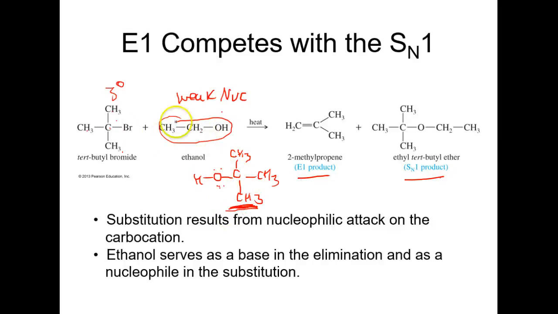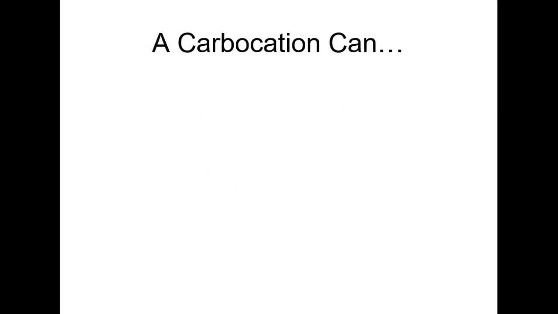Another way to enforce more eliminated product is to heat the reaction. So two things to get more E1. Number one, a bulky base, and number two, heat it. Actually, the bulky base should be the number one, and the heat should be number two. You really want to try to get a bulky base. It shows you here that substitution results from nucleophile attack. Ethanol serves as the base in elimination as well as a nucleophile.